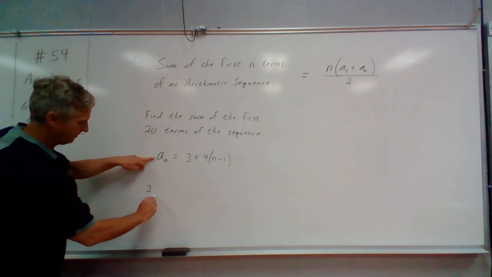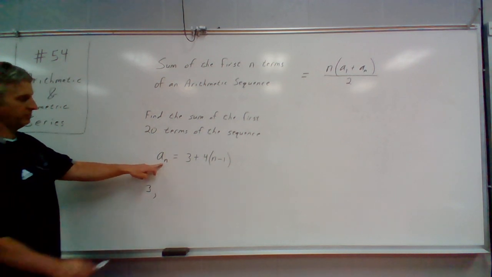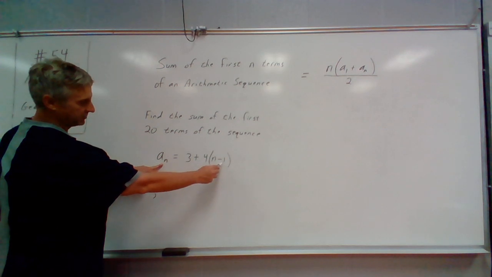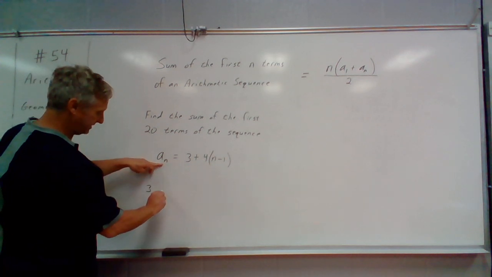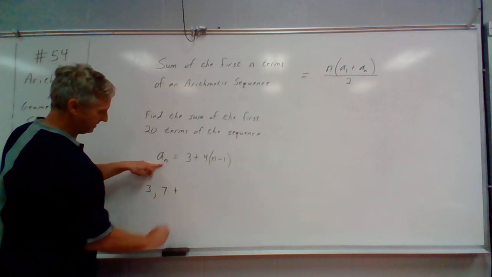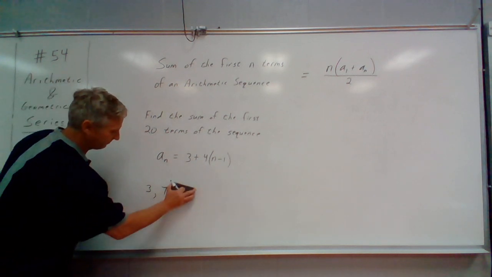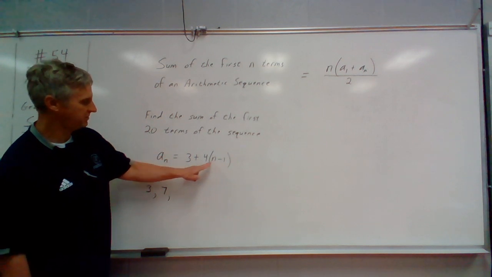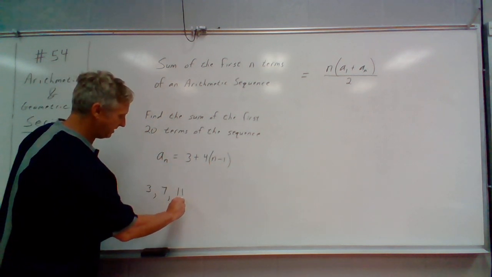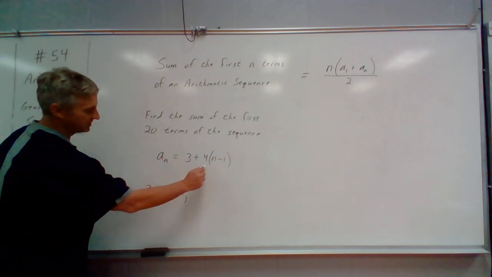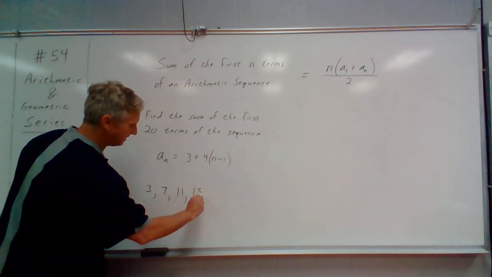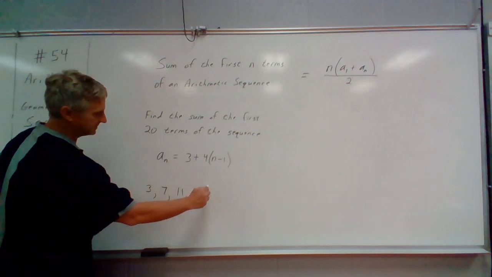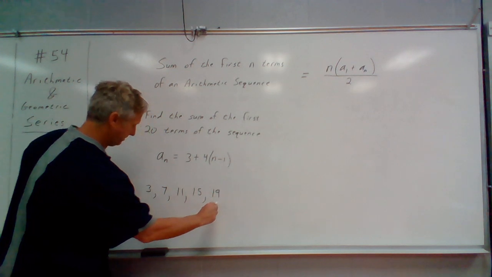The second term, putting a 2: 2 minus 1 is 1, 1 times 4 is 4, 4 plus 3 is 7. You get a 7. The third term, put in a 3. 3 minus 1 is 2, that's 8, plus 3 is 11. Fourth term would be 12, that'd be 15. Fifth term would be 16 plus 3 is 19.